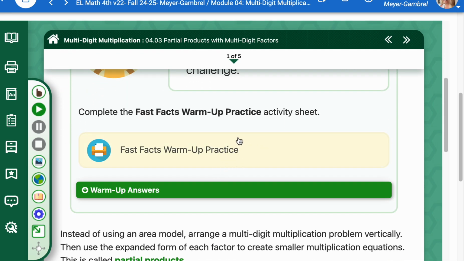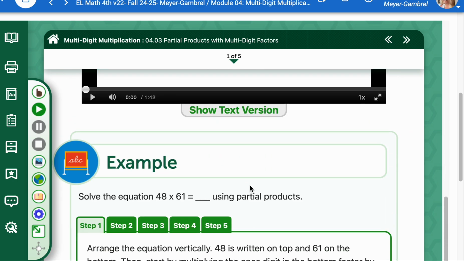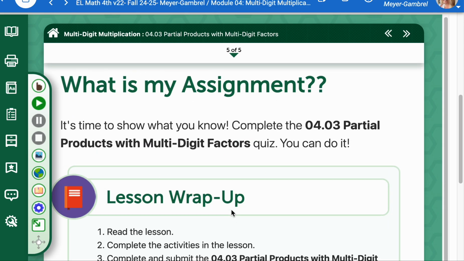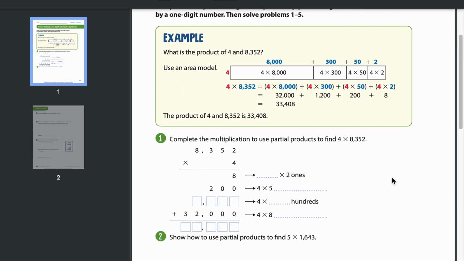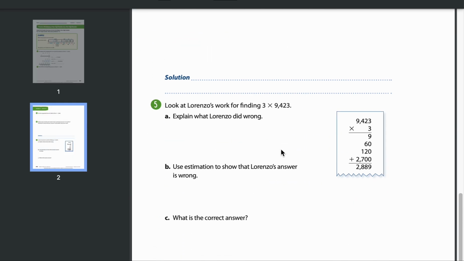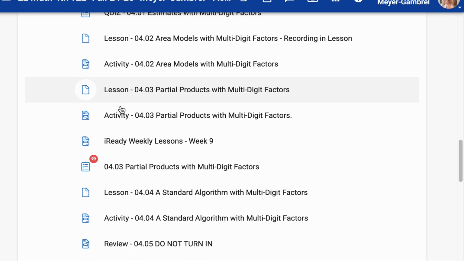So you have a fast facts practice. This is a good practice, but you don't have to turn it in. You have a video clip, okay? And then when you get to the end it says that you have a quiz. Okay, so let's talk about where that handout is. So down below, see the handout, the attachment? This is the lesson you're going to turn in. So you're going to practice some of that partial product, okay, completing it. So how many ones is this? How many tens? Different things like that, okay? You're going to do these 2 pages, and then you are going to submit it to Buzz right here when you're done.